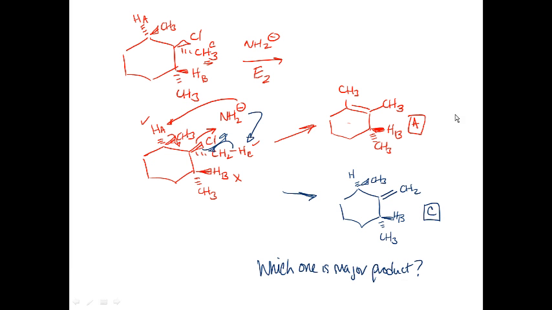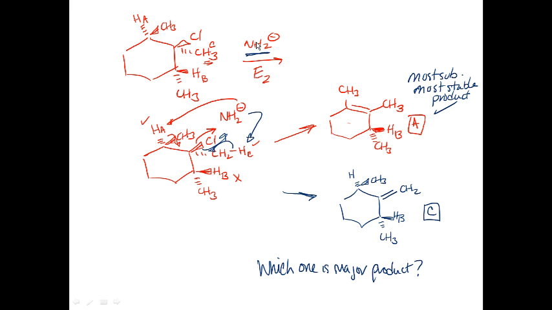If you said A, you're correct, because I'm using a small sterically hindered base, and so A turns out to be the most substituted, therefore the most stable product, and that's what's favored by NH2 minus being used as the base.